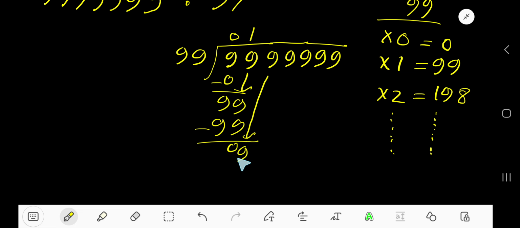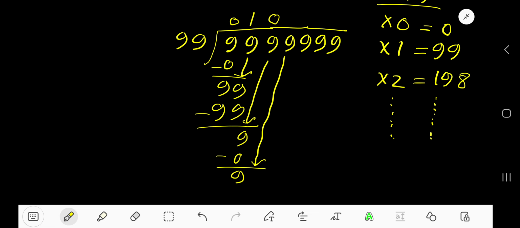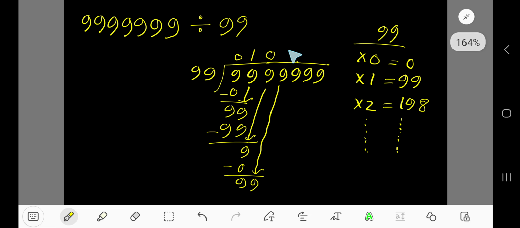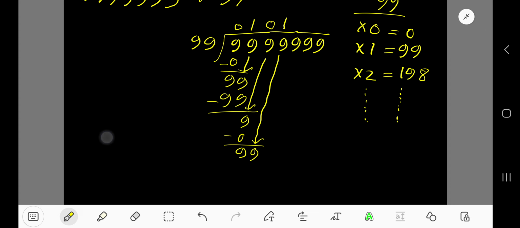99 goes into 09 means 9. How many times? 0 times, as 9 is less than 99. 0 times 99, 0. Subtract, you are getting 9. Bring down this 9. So 99 goes into 99 how many times? Of course, 1 time. Write 1 over this 9. 1 times 99, again 99. Subtract 0. Bring down this 9.